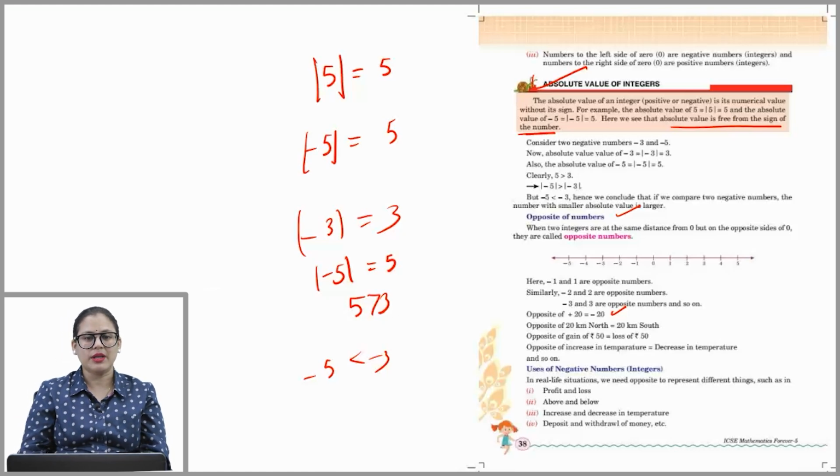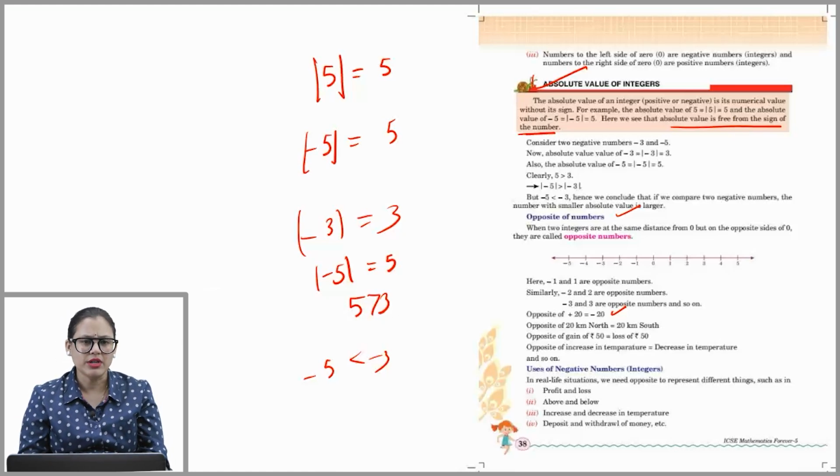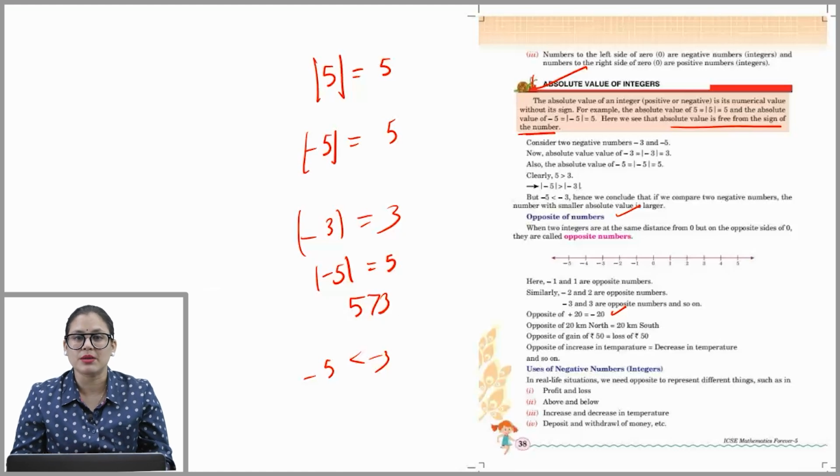Now, use of negative numbers or integers. In real life situations, we need opposites to represent different things, such as in profit and loss, above and below, increase and decrease in temperature, and deposit and withdrawal of money, etc. Okay.